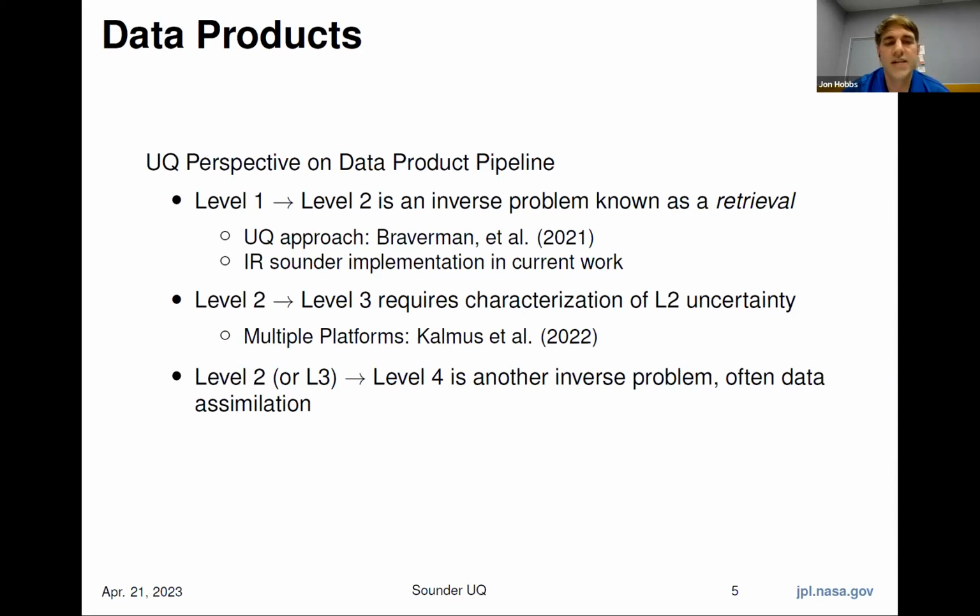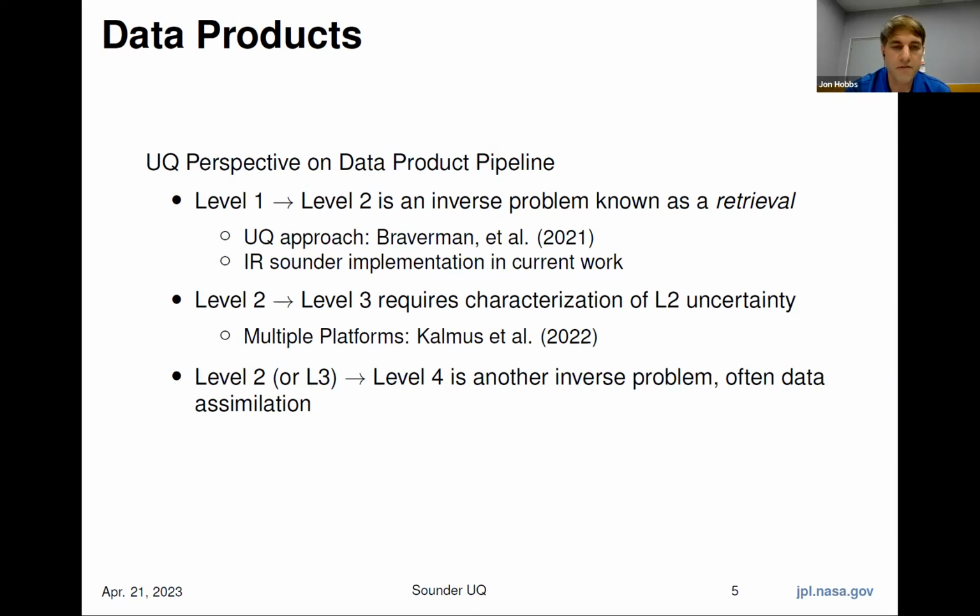We'll talk about the extension and specific details of this implementation for the infrared sounder in this presentation. The level 2 to level 3 step, in terms of uncertainty quantification and statistical methodology, really requires, or is definitely bolstered by, a characterization of the uncertainty in that first part of the pipeline. That's particularly important if we want to integrate the level 2 products from multiple platforms or multiple instruments. I'll talk a little about this data fusion problem near the end of the talk, but it's really important to have a characterization of the level 2 products to move that forward.